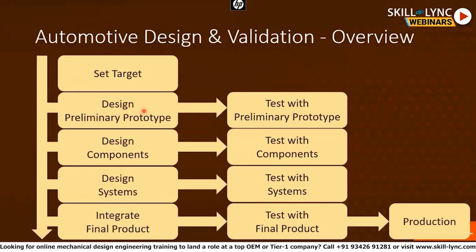You don't have to build the actual product you are imagining. You can build a similar product with the existing material available and then test with the preliminary prototype. You will get some idea how it behaves, how the requirements are met. Then you go for the component design, then you go for the system design, finally integrate the product. Parallelly, you test each system and components and finally go for the production. So this is just an overview of what we just saw in detail in the previous pages.